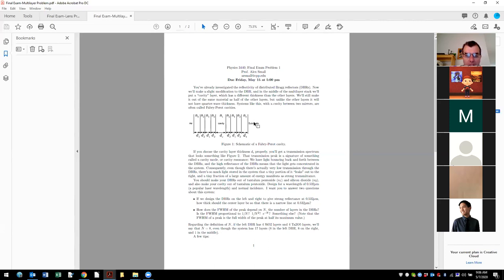Did I actually say SiO2 is the substrate? If I didn't say it, then I will revise the assignment to say that, but the substrate should be glass because that's what these things would be commonly made out of. Any questions?